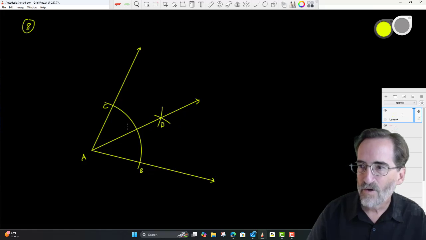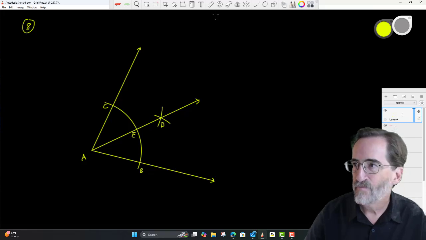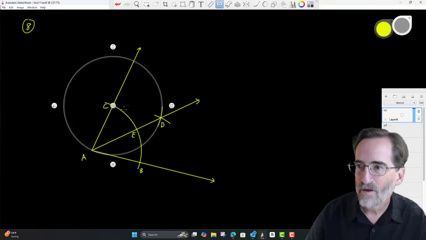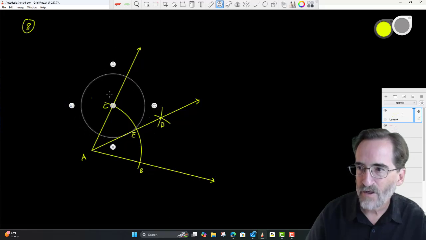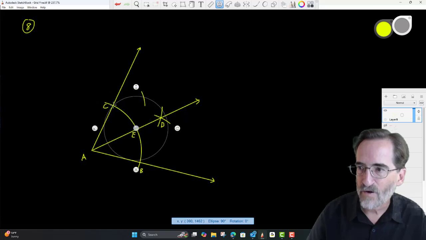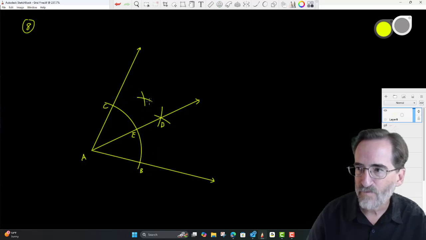But now I want to bisect angle, and I'm going to label this point E now. I want to bisect angle CAE. Okay, so I'm going to shorten my compass here a little bit. Draw an arc from C, copy that arc from E. Okay, label this point F. Draw a ray AF.